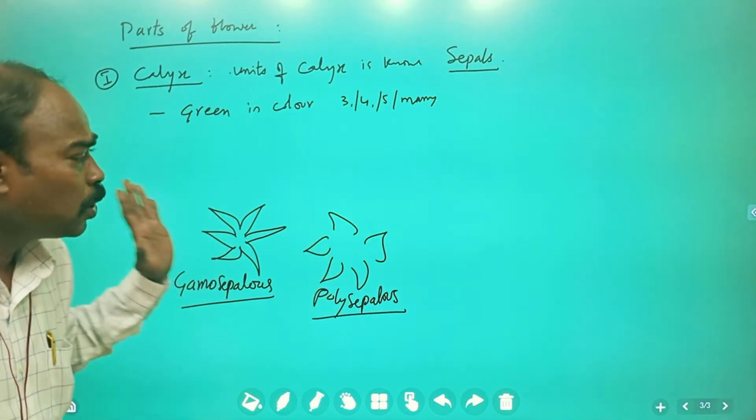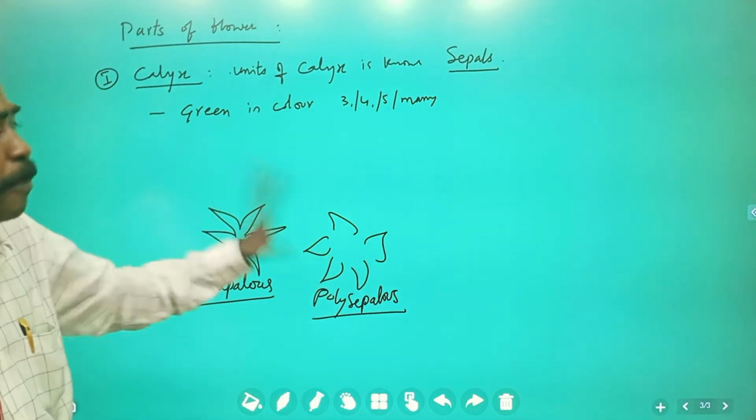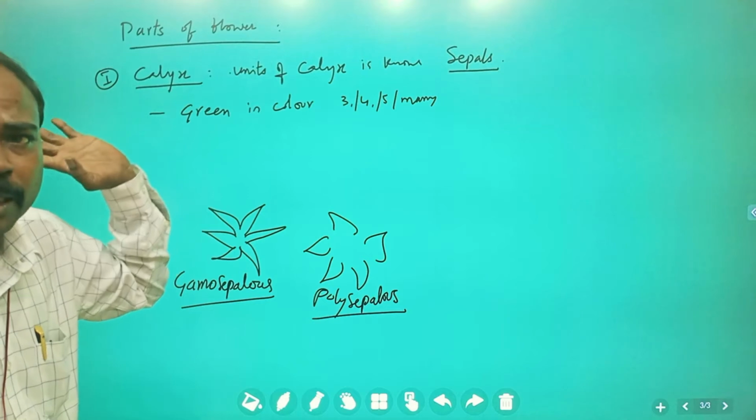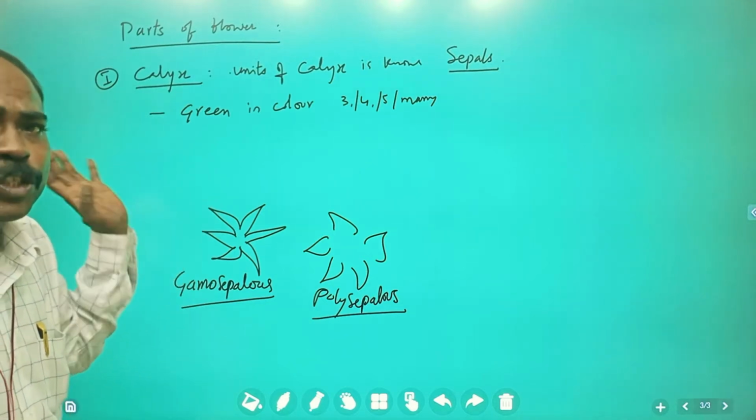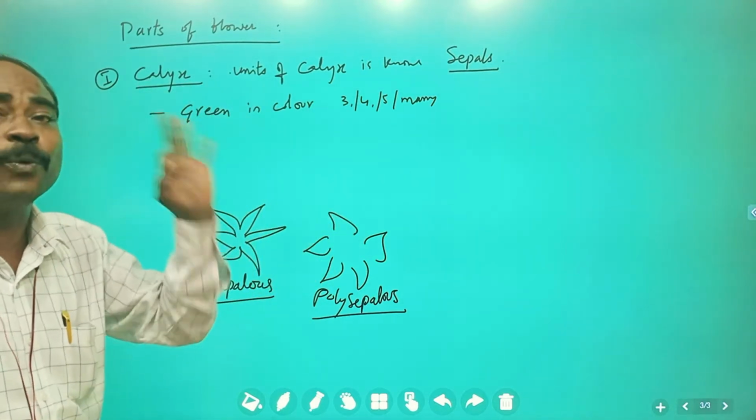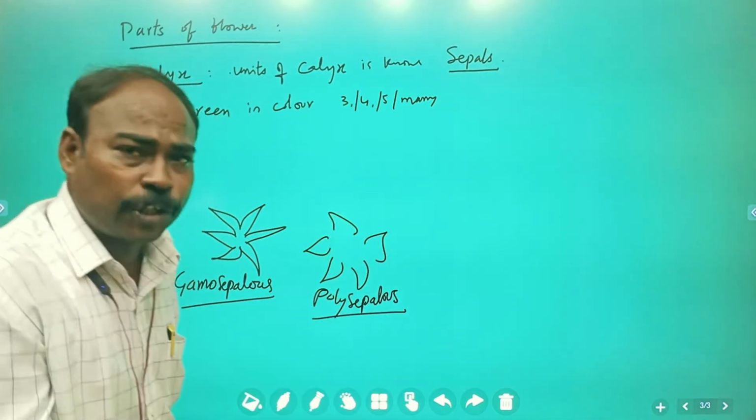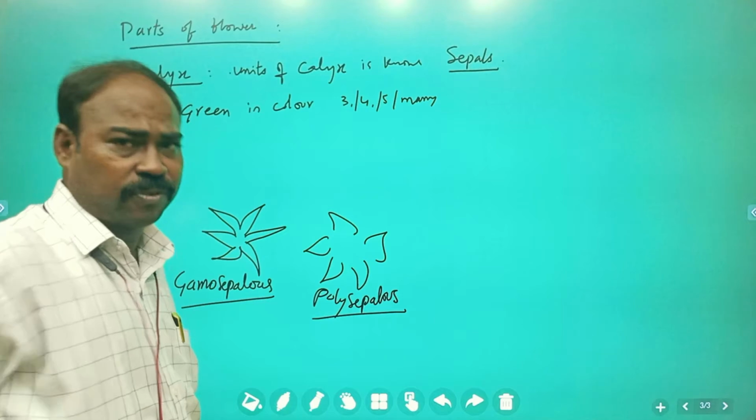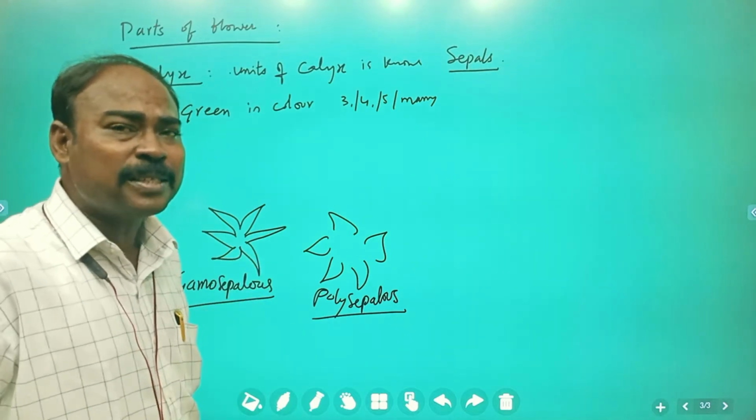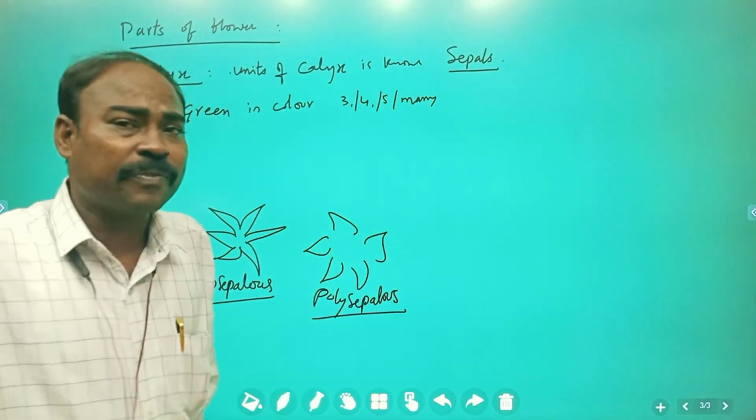That's it, right? So sepals are green in color, maybe 3 or 5 or many in number, green in color, which is protective in function. After fertilization, generally the sepals wither off. Generally in almost all plants, the sepals wither off.